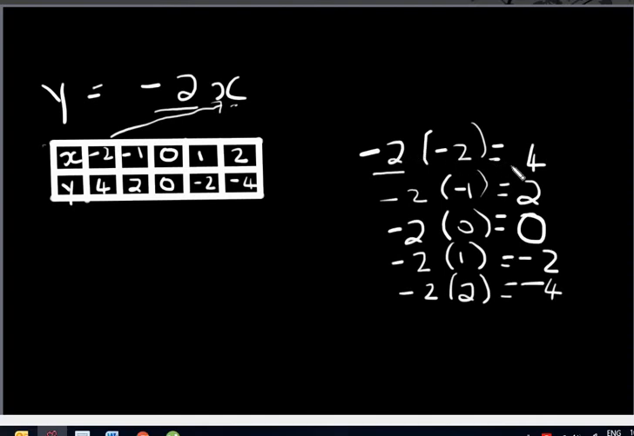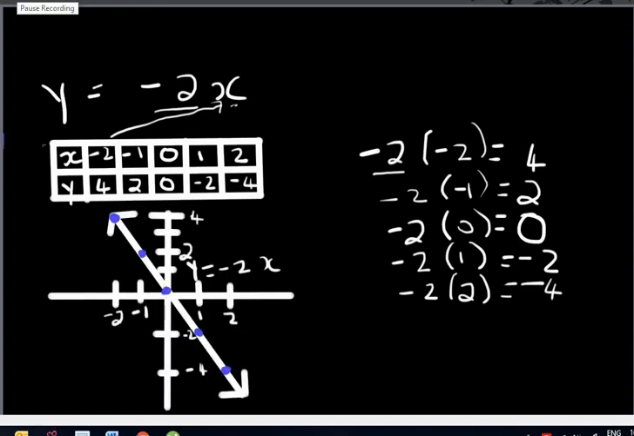-2 times -2 is 4. -2 times -1, again from the table, is 2. -2 times 0 is 0. -2 times 1 is -2, and -2 times 2 is -4. So we need to plot that. Let's plot that quickly. Okay, so we plotted the points. Those are the points in blue that you'll see. Those are the 5 points of the graph that are in the table. And so that is your graph y is equal to -2x.